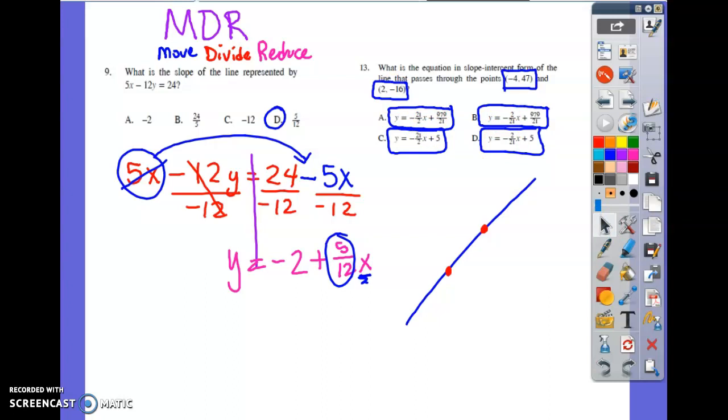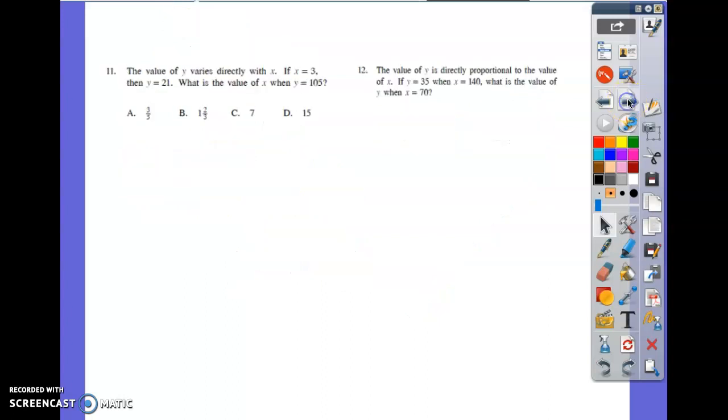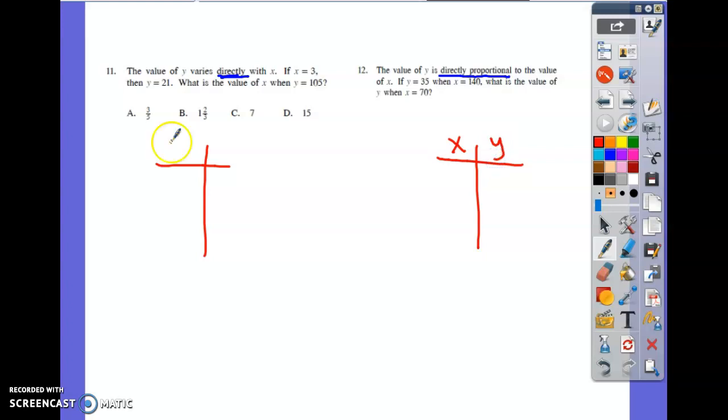Okay, so I'm not going to give you the answer to number 13. You guys have to do it by yourself. That's why I said pause the video. The next two are almost the same. They're both talking about direct variation, varies directly. Okay? Proportional. That means we're going to make a table for both of them. Make a table, x, y, and put what they gave you in there.